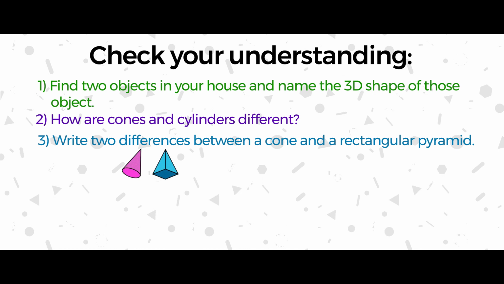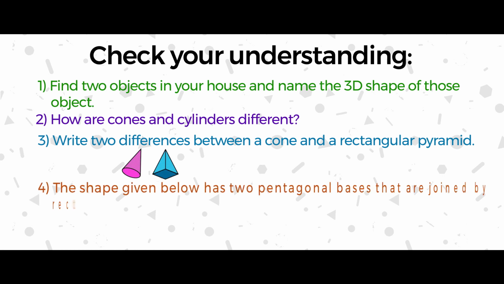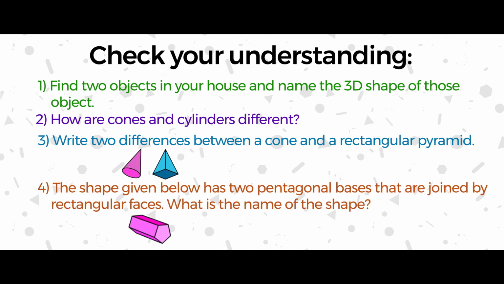How are they different? The fourth question says, the shape given below has two pentagonal bases that are joined by rectangular faces. What is the name of the shape? The clue is given in the question itself. It says the shape has two pentagonal bases. So you have to figure out the name of this shape.